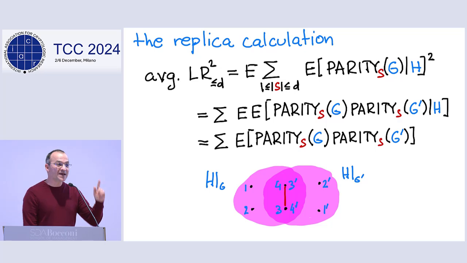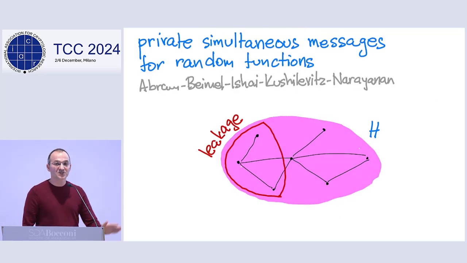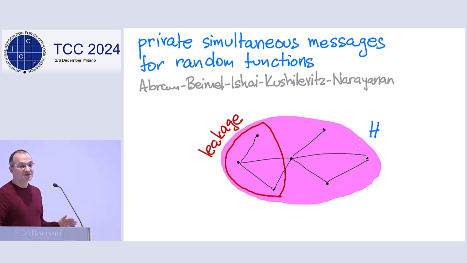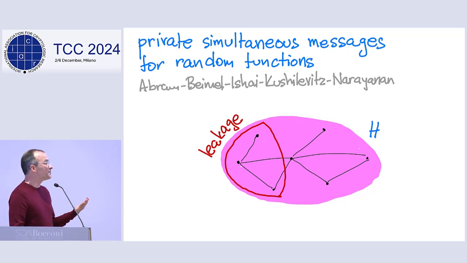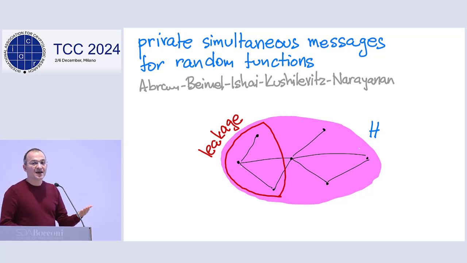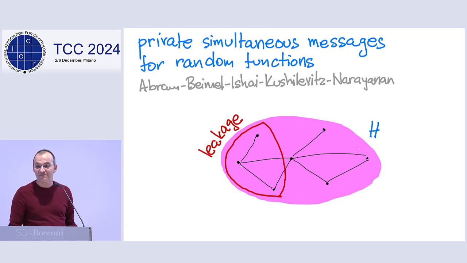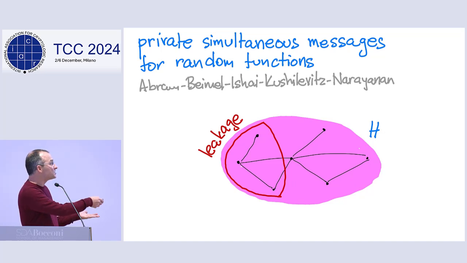Okay, so there is one other application in the paper of Abram et al., which I'm not going to tell you about. I'm just going to tell you about what you need to reason about. It's something called private simultaneous messages for random functions. And the point there is that the leakage that you get is actually not a single vertex, not a single edge, it's some subgraph. And in the secret sharing application, the subgraph that you leak is independent of the subgraph H. In this application, the subgraph that you leak might itself depend on H.